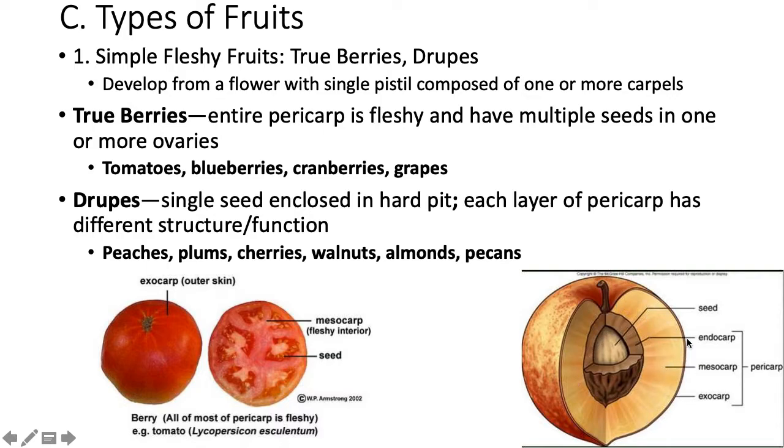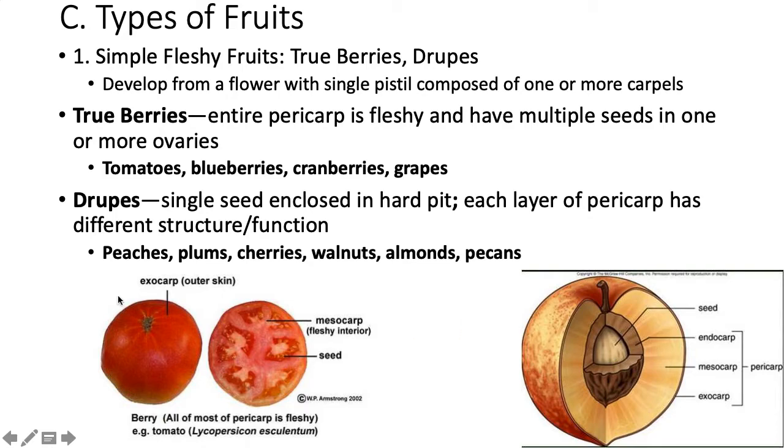And then you have the mesocarp and the exocarp that we eat. So the exocarp's the skin, and the mesocarp's that fleshy part that we tend to eat. So peaches, plums, cherries, walnuts, almonds, and pecans are also drupes. With nuts, we actually eat the seed inside of the pit instead of the fruit.